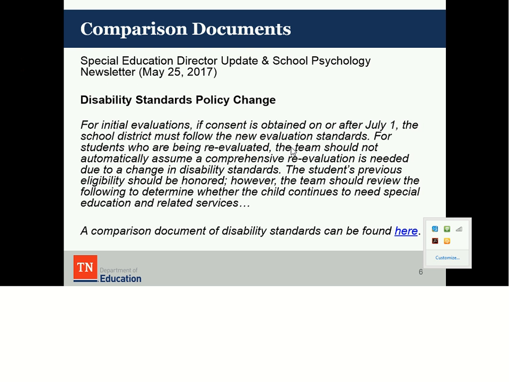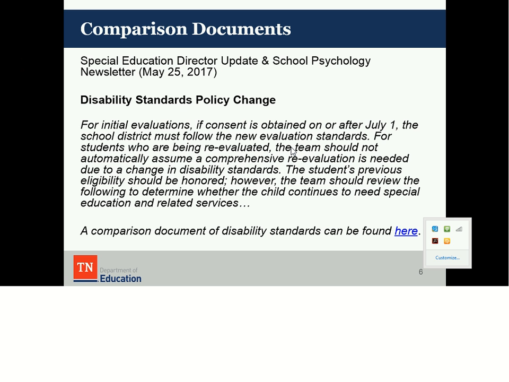You may be aware that an update went out in the Special Education Update as well as the School Psychology Newsletter on May 25th, 2017. It basically stated that the changes were coming as of July 1 and then provided a comparison document of the changes of the disability standards from the most recent to the current standards. It also clarified that for initial evaluations, as I had mentioned before, consent that is obtained on or after July 1 follows the new evaluation standards and definitions.